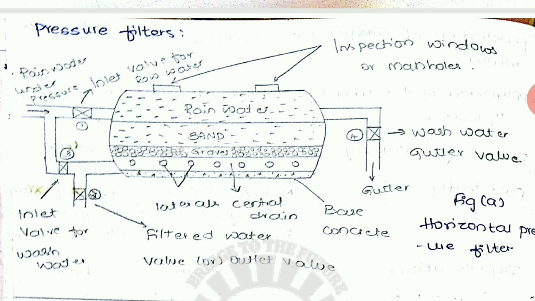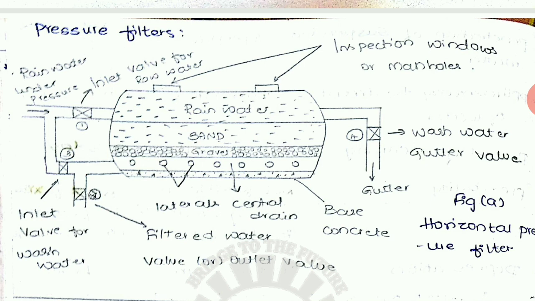Below the sand layer, the gravel bed is there, and below the gravel bed, holes are provided to pass the air. These are called laterals, and the stored water which is above the sand is getting filtered through the filter media.